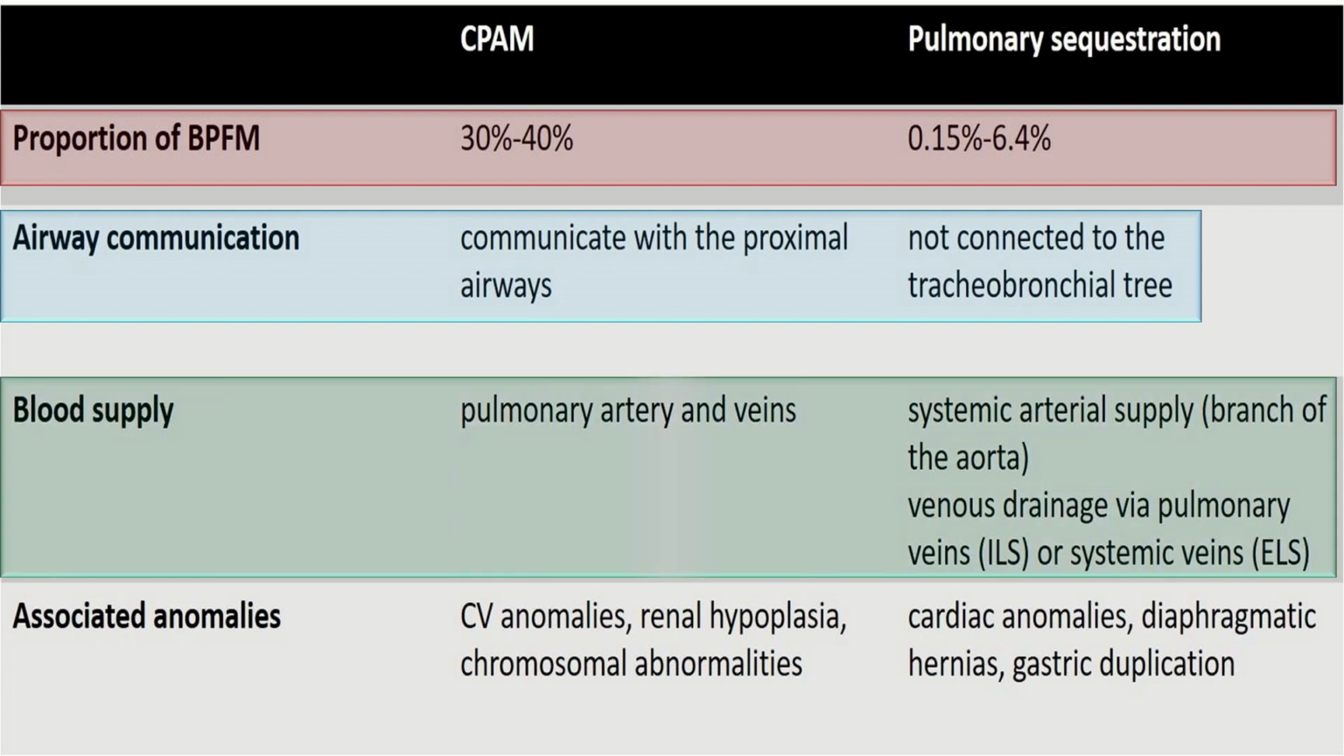The blood supply in the case of CPAM is the pulmonary artery and veins. In the case of pulmonary sequestration, it is a systemic arterial supply, a branch of the aorta. Venous drainage is via the pulmonary vein or the systemic veins. The associated anomalies in the case of CPAM include cardiovascular anomalies, renal hypoplasia, and chromosomal abnormalities. In the case of pulmonary sequestration, the associated anomalies include cardiac anomalies, diaphragmatic hernia, and gastric duplication.